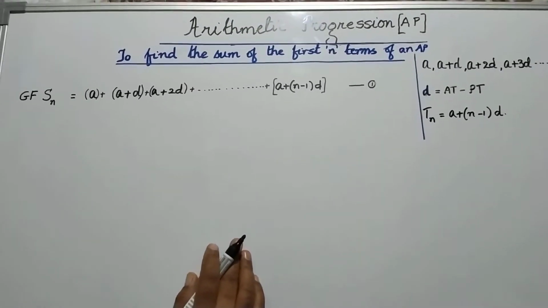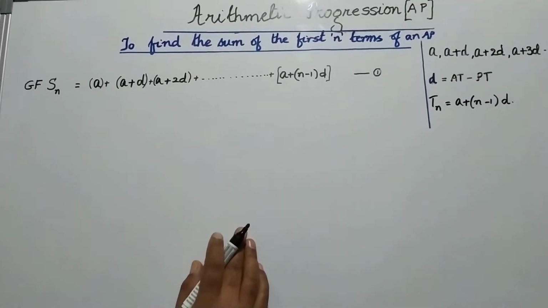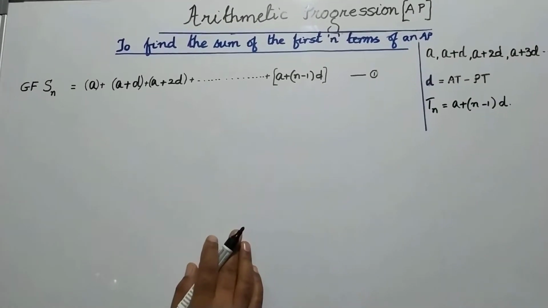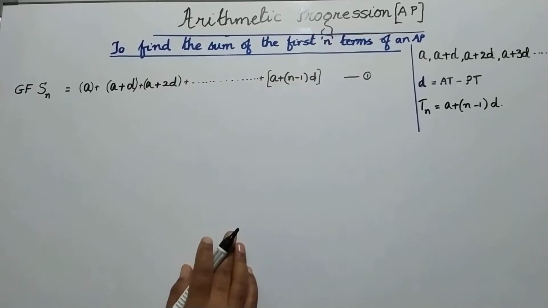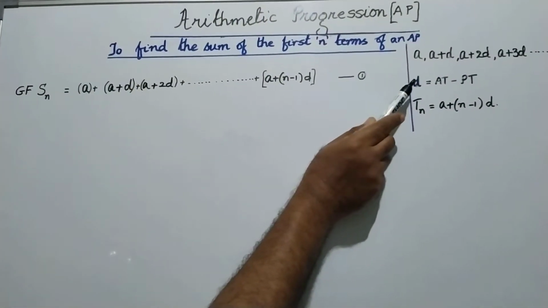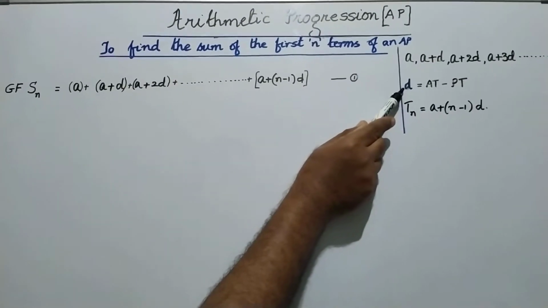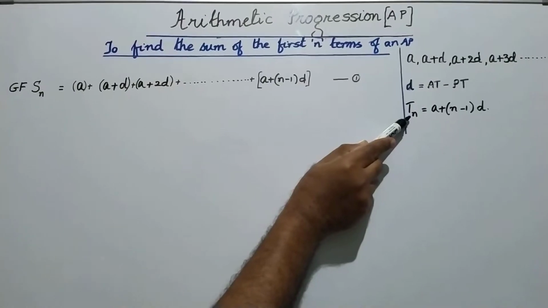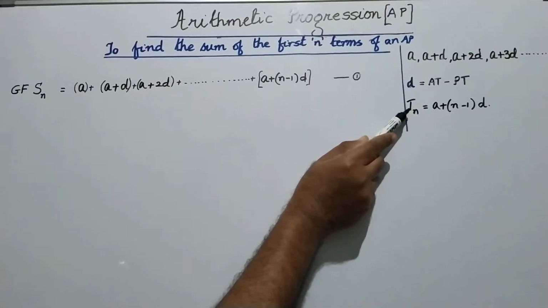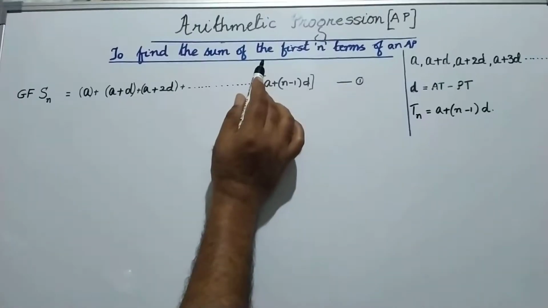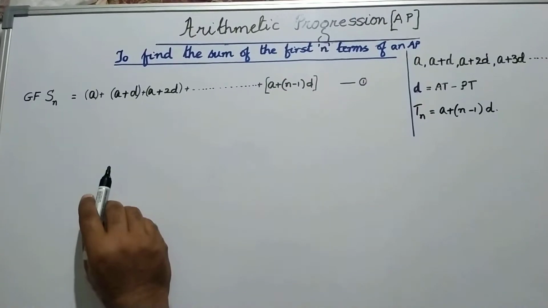Dear friends, in the previous two videos, we learned about what an AP was, the general form, the formula to find the common difference, and the formula to find the nth term. In this video, let us try to find the sum of the first n terms of an arithmetic progression.